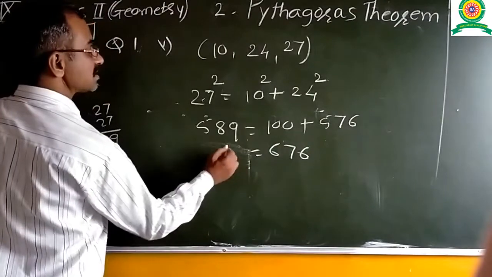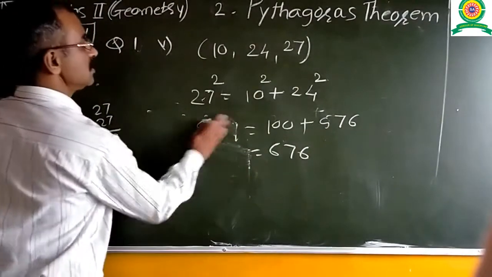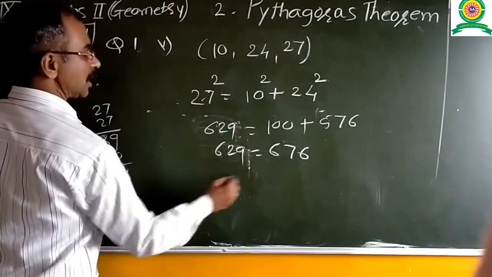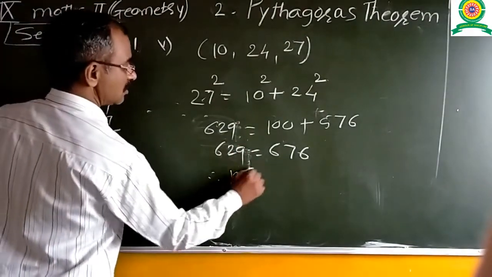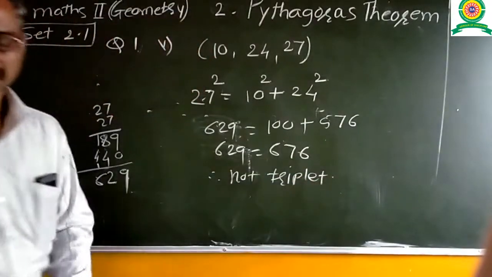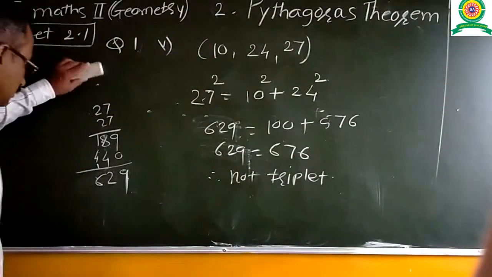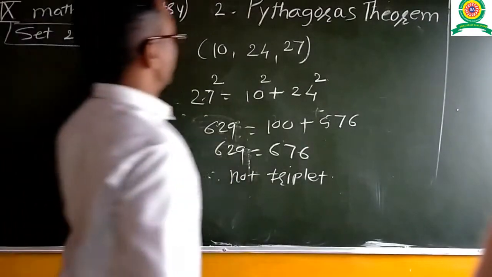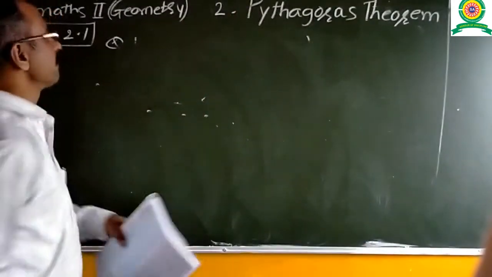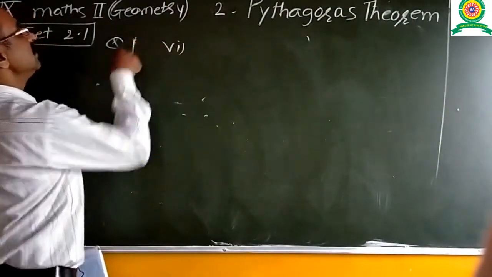This is the 6 to 9. So both are not equal, so it is not a triplet. Then the sixth, that's number 1.